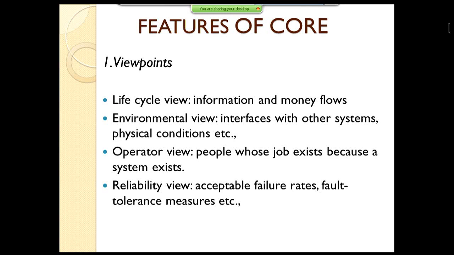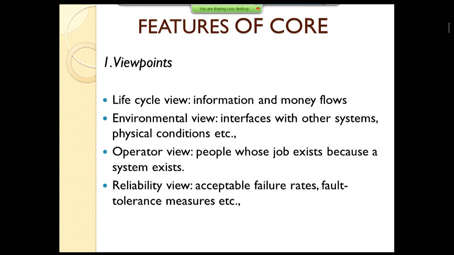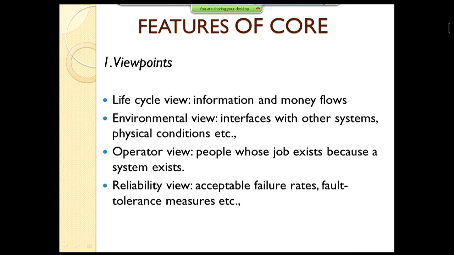We have 4 features of CORE. Mainly, the first one is viewpoints. As discussed before, it is a collection of information about a problem or a requirement from a particular perspective. The main perspectives which must be taken into consideration are listed below. There can be many perspectives. The first one is the life cycle view, which may involve information and money flows in the production. The second one is the environmental view, which includes interfaces between other systems and physical conditions, etc.